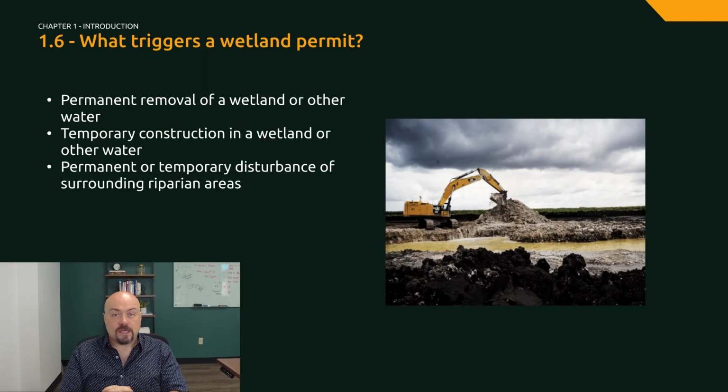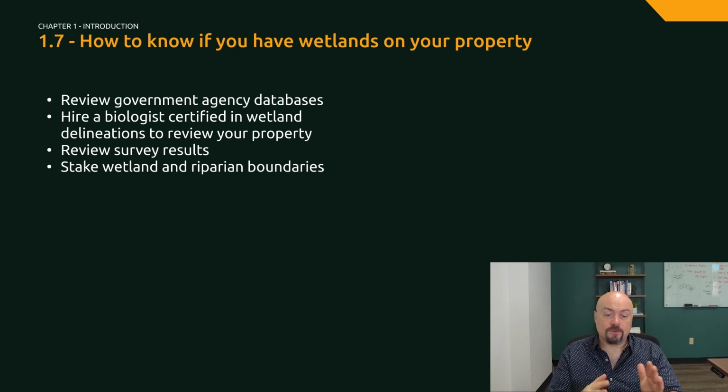What triggers a wetlands permit? Wetlands permits are required when a project results in a permanent removal of a wetland or other water, or when temporary construction is needed in either of those features. You could also need a permit for affecting the riparian or vegetated areas around a wetland or a stream. So how do you know if you have a wetland or other water on your property that is regulated by a state or federal law?